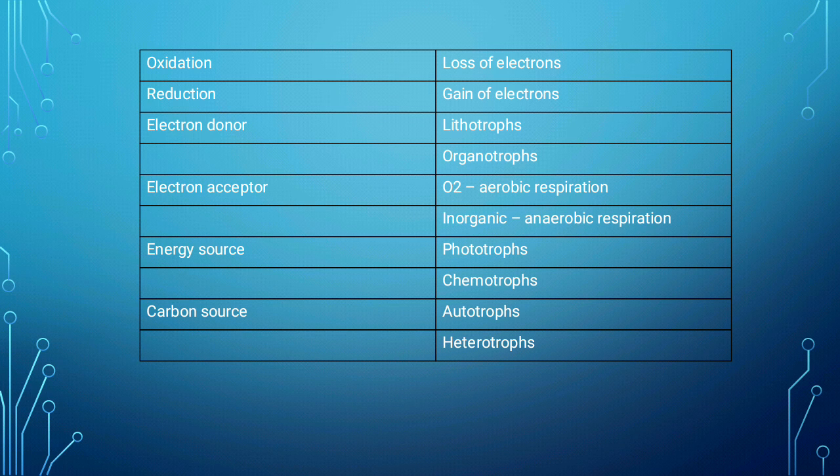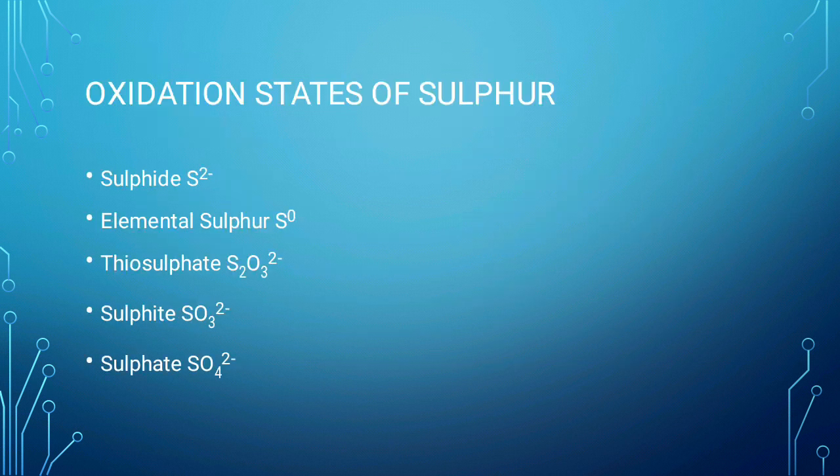Now, if the electrons have to be accepted by a molecule, electrons have to be donated by another molecule. That electron donor can be an inorganic compound. In that case, we call the organisms lithotrophs. And if the electron donor is an organic compound, then we call that organism an organotroph. Apart from that, we also have the energy source and the carbon source, which divide the organisms into different nutritional types. So moving on to sulfate reduction.